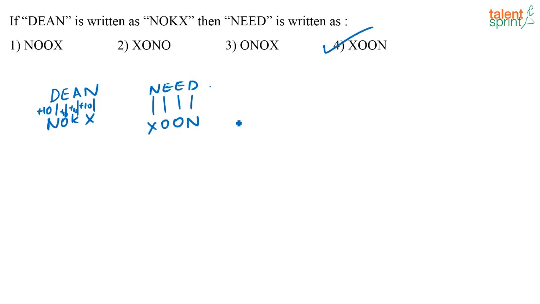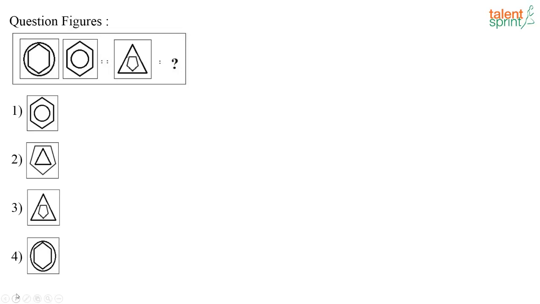It's going to be XOON. As I said, you know E is coded as O. Here also E will be O. Again D is N. Here also D should be N. So obviously you can mark that as the answer. Option 4.